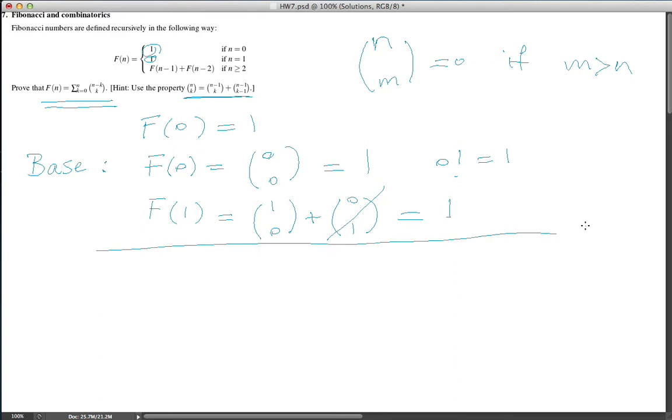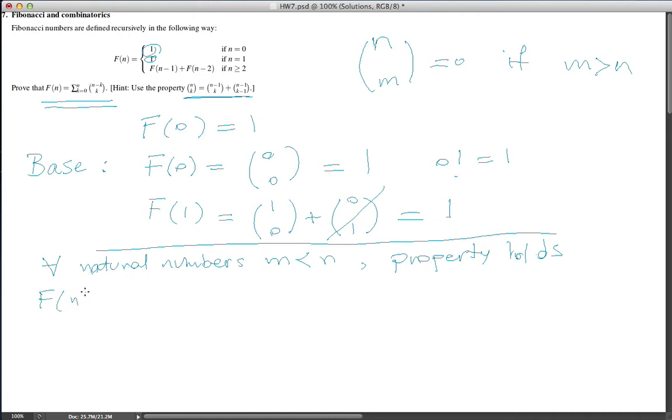Now let's assume that for all natural numbers m that are less than n, so for up to n minus 1, the property holds, or this equality holds. Now we want to prove it for n.